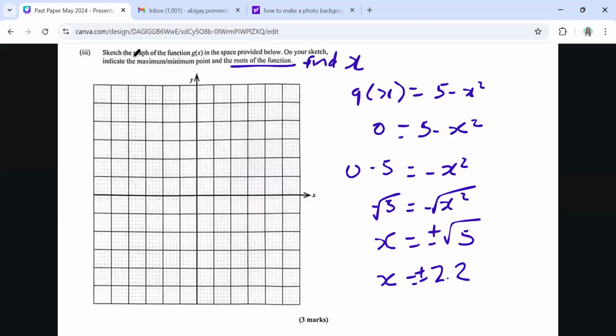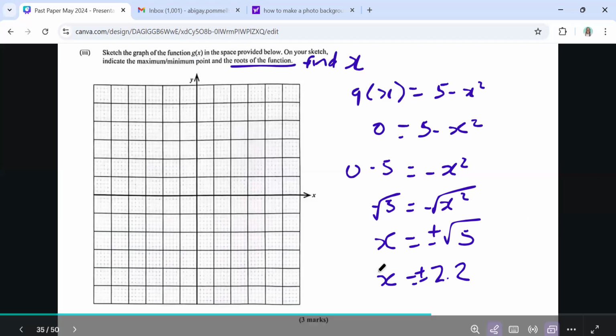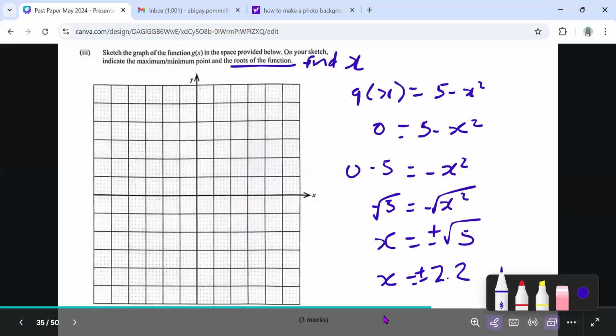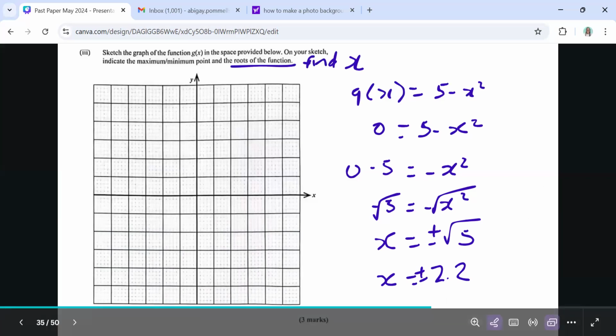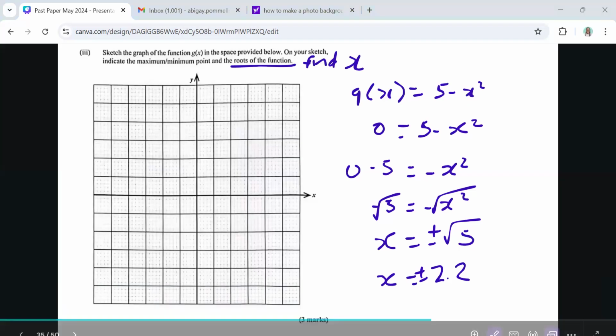Now we need to find the maximum and minimum point of the parabola, and we know that the maximum or minimum point is always on the y-axis. So, oh, hold on. Let's see if I can add another slide right here.